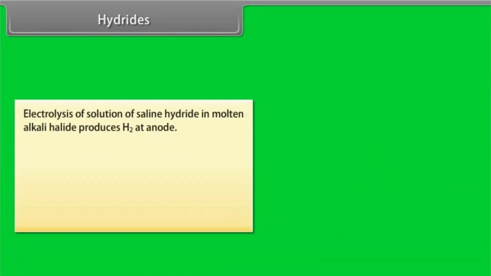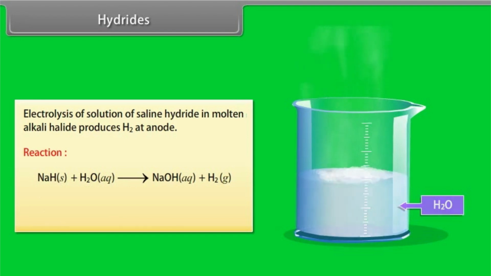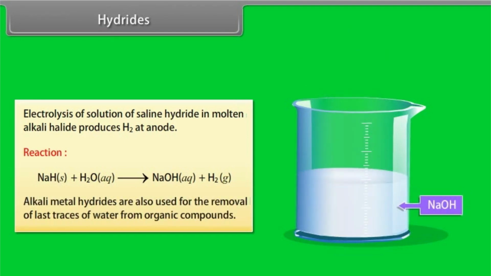Electrolysis of solution of saline hydride in molten alkali halide produces H2 at anode. The reaction is given as follows. Alkali metal hydrides are also used for the removal of last traces of water from organic compounds.